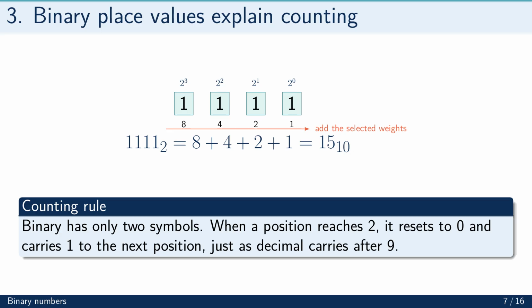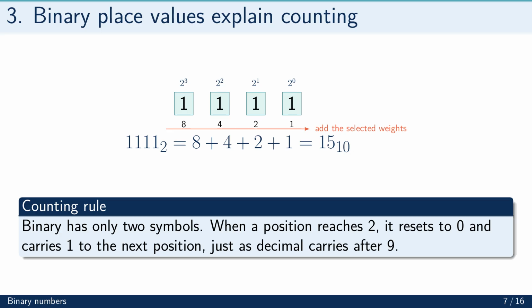Binary counting is based on place values, just as decimal counting is. The difference is that binary has only two symbols, 0 and 1. In a 4-bit number, the positions represent powers of 2: 8, 4, 2, and 1. A 1 in a position selects that position's weight, while a 0 leaves it out. Therefore, 1111 in binary represents 8 plus 4 plus 2 plus 1, or 15 in decimal.